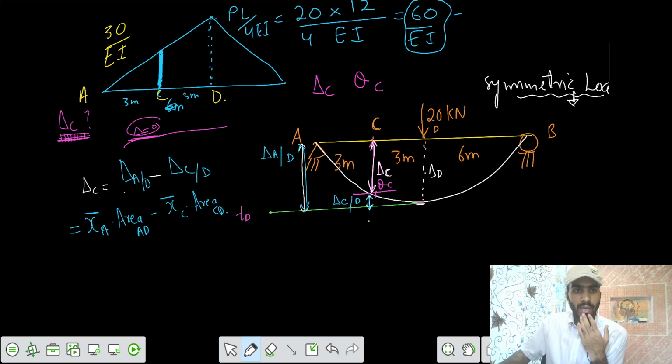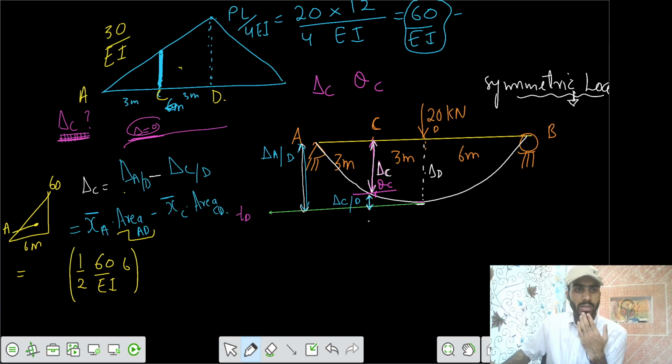We need to get the area between A and D. That equals 1 by 2, 60 by EI into the length of 6 meter. And the centroid is somewhere here. We need to get the centroid for this part. Let's say this was your area. This was 60 by EI, and this is 6 meter. About point A, you need to get the centroid. So this is our centroid, 2 by 3 of 6.